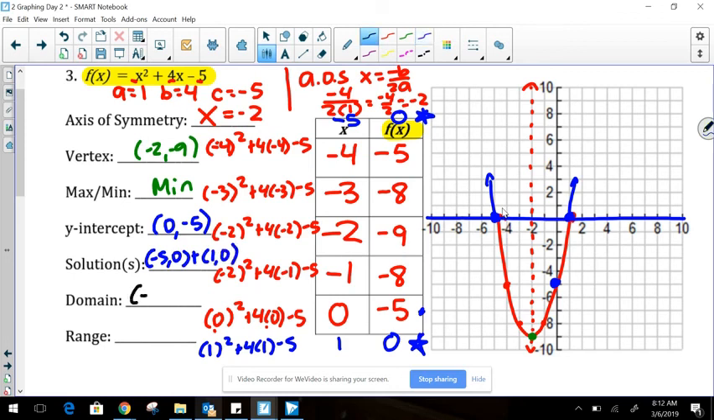All right, my domain then is negative infinity to positive infinity. My range, I start at the bottom, which is the y value of -9, and then it goes to positive infinity. All right, there we have it. Graphing day 2.